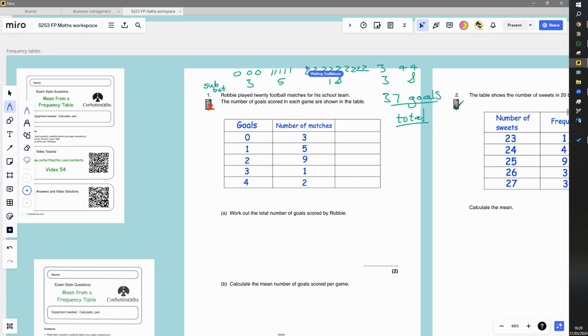So this is the goals subtotal. And now we can say the number of matches. We can see there are 3 here, there are 5 there, there are 9 there, there's 1 there, and there's 2 there. So if we add these numbers together, these would be the total number of matches. So 3 plus 5 plus 9 plus 1 plus 2. So there are 20 matches in total.